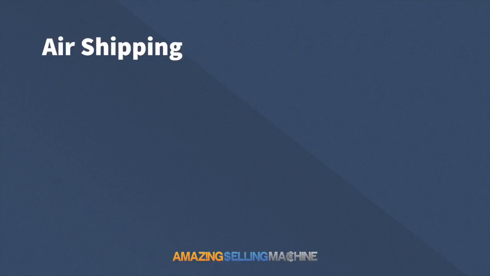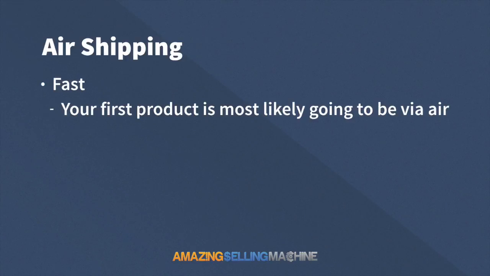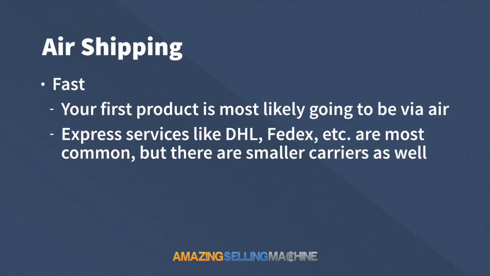So when shipping by air, as we all know, it's very fast. And your first product is most likely going to be shipped via air. If you've been following the ASM business model, you're zeroing in on products that are relatively light in weight, and we're not ordering a huge amount for our first order anyways. It's going to be quite a small amount because we want to test the market. You can use an express service like DHL, FedEx, UPS, etc. They're the most common, but there are some smaller carriers out there as well.